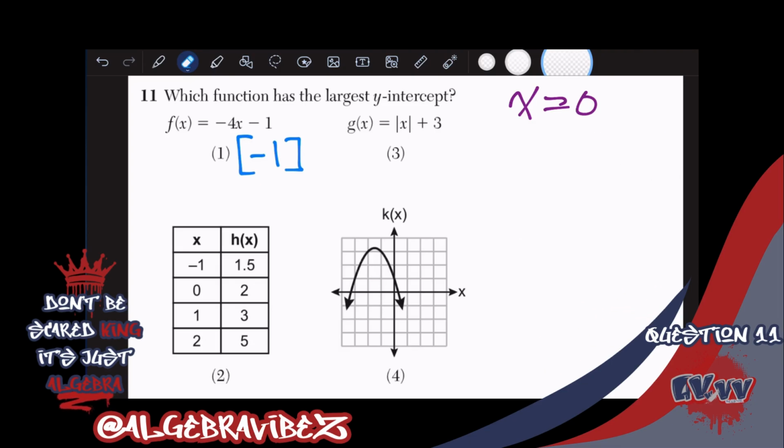Now I'm going to go ahead and work on choice 3 because these are our two formulas, right?